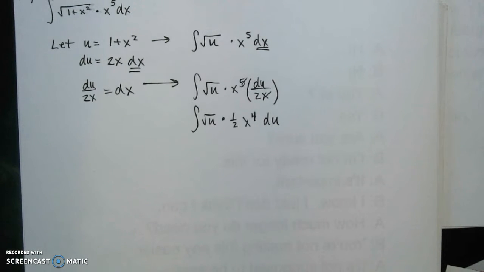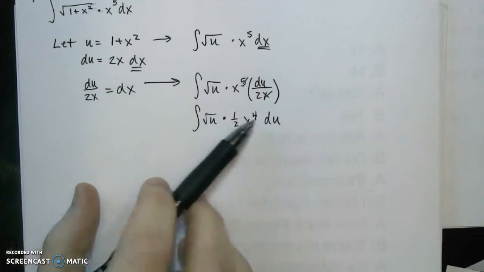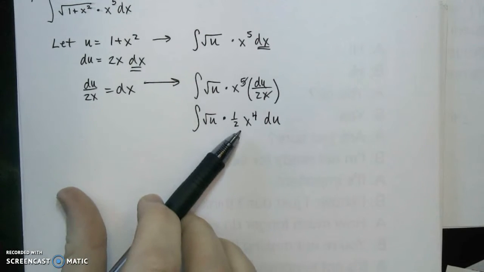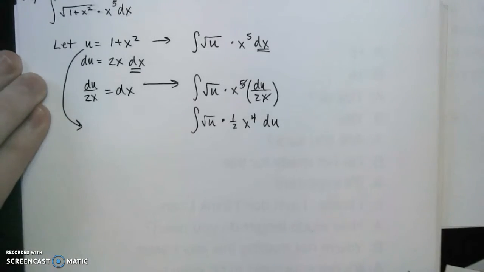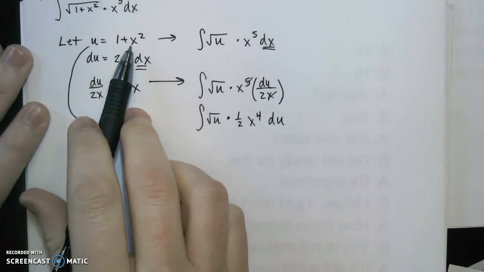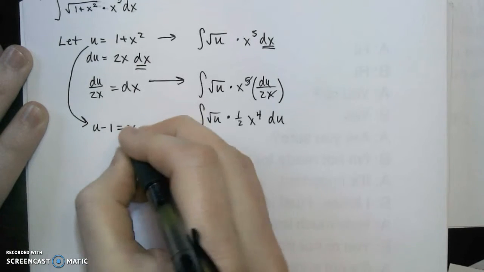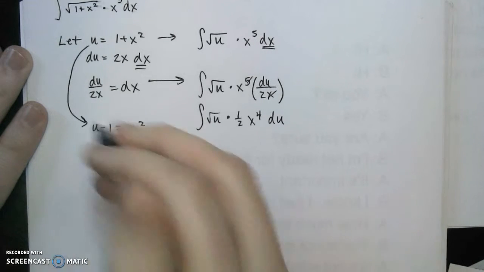And so what I looked at was my u up here. And I figured I can change x squared to x to the fourth. So let's look at that. First of all, I want x to the fourth. So I isolated my x squared. So I subtracted 1 to the other side. And then to get x to the fourth, I'm going to square both sides.